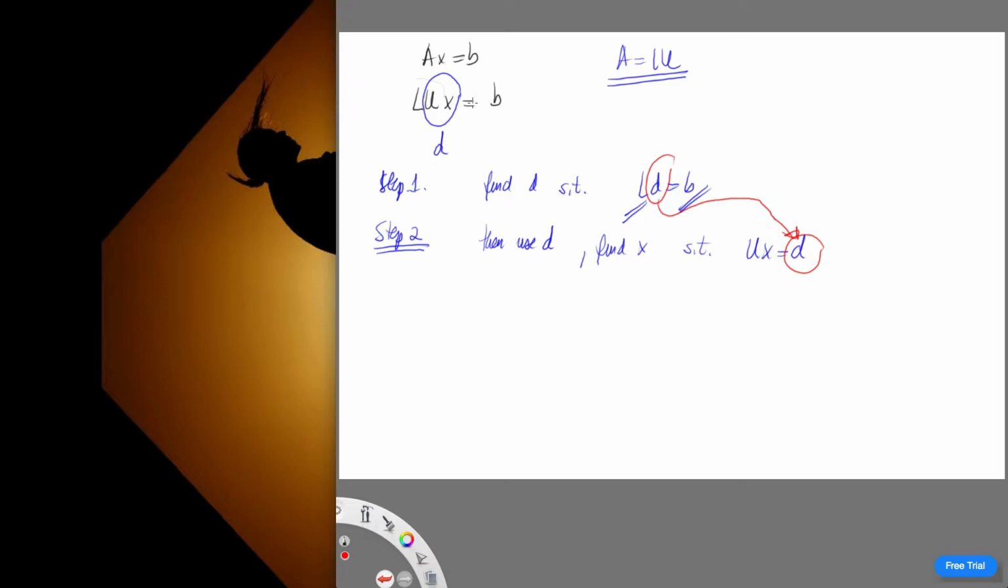Am I speaking Croatian? So first I find D, I don't have it, right? But I have L. If I find the D from LD, this is just solving this lower triangular system, and we will go through the problem. So if LD is equal to B, and I find X such that UX is D, then LUX is B, but LU is A, so AX is B. So I found the X that I needed to find. Okay?